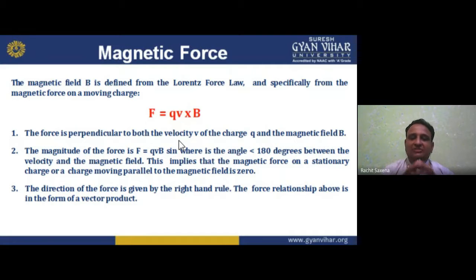And we write F equals QVB sine theta, where theta is the angle between the velocity of the charge and the magnetic field. Now the direction of the force is given by the right hand rule, that is Fleming's right hand rule. The movement of a conductor in a magnetic field induces EMF, so it looks like this, perpendicular. We can also say thumb rule.